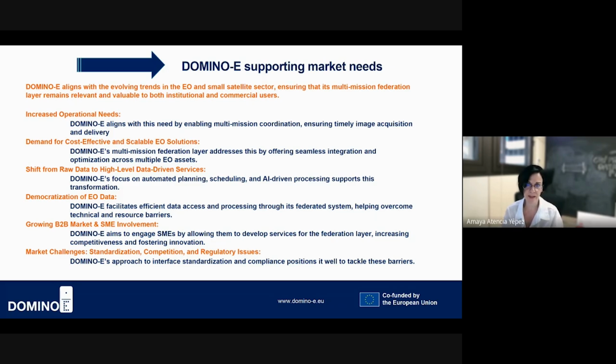And another important aspect in which Domino is trying to provide a solution is to provide new business models based on a business-to-business or business-to-government approach, and to facilitate the access of SMEs to this new B2B or B2G market. So next, please.